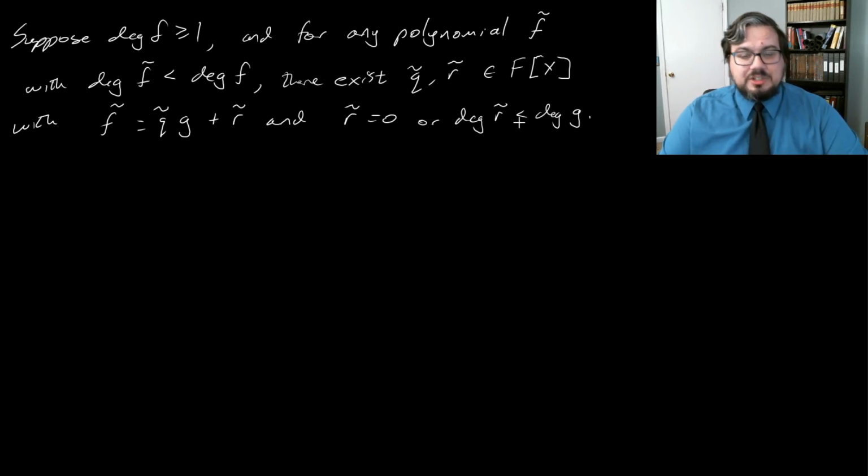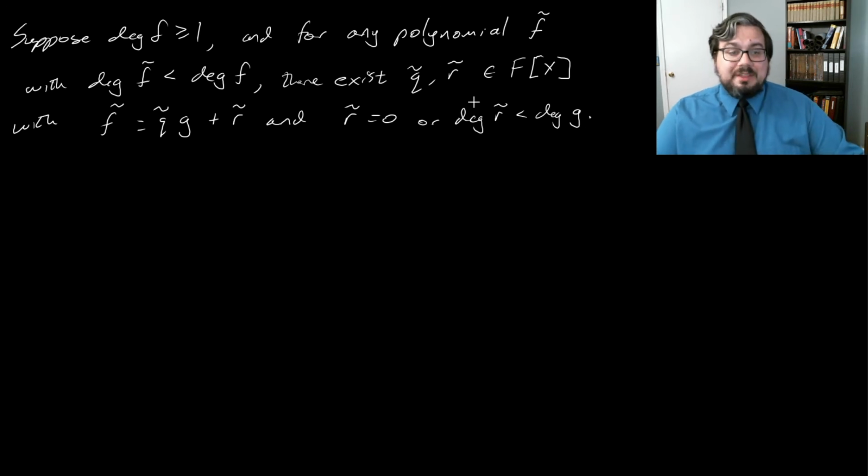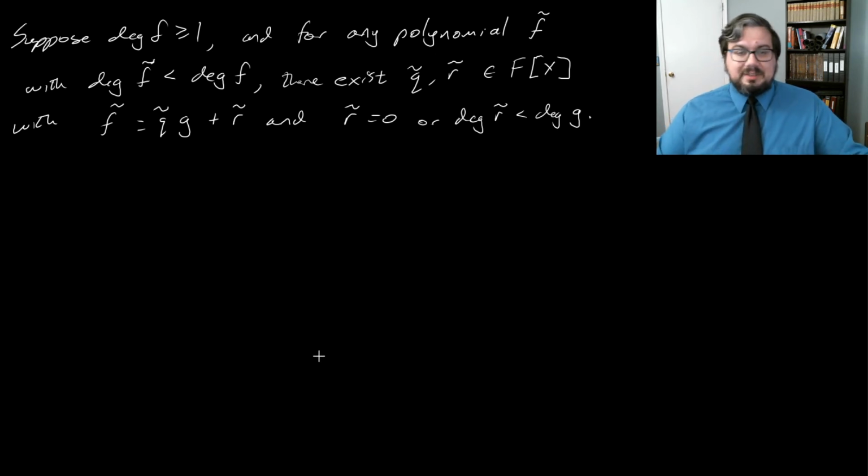So basically we're just stating, let's assume that the statement of the division algorithm holds for any polynomials of degree less than the degree of the polynomial that we're working with here. So this is technically known as strong induction sometimes, but it's completely equivalent to the induction where you just go up one step at a time.